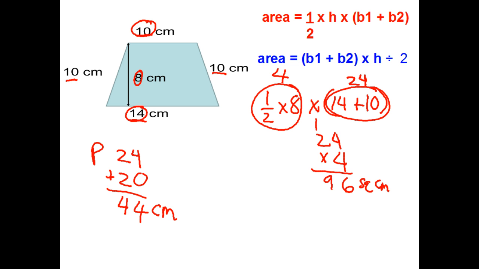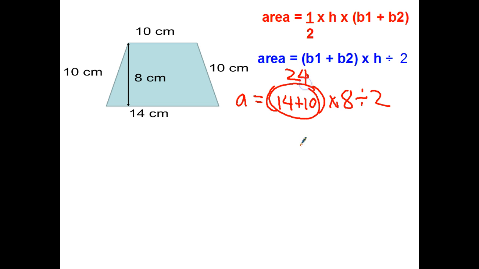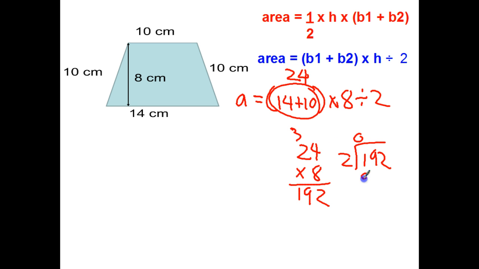Let's try it with the blue real fast. Blue formula should give me the same answer. Area equals b1 plus b2, so I had 14 plus 10 again, times the height, which was 8, divided by 2. With this particular formula, it's nice and easy to remember because you're just starting at the left and working your way over, because I always do parentheses first. I got 24 times 8. 32, carry my 3, 16, 19, 192, and then I need to divide that by 2. No 2's and 1.